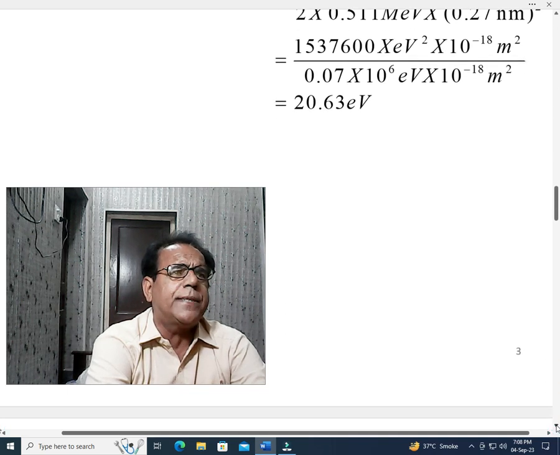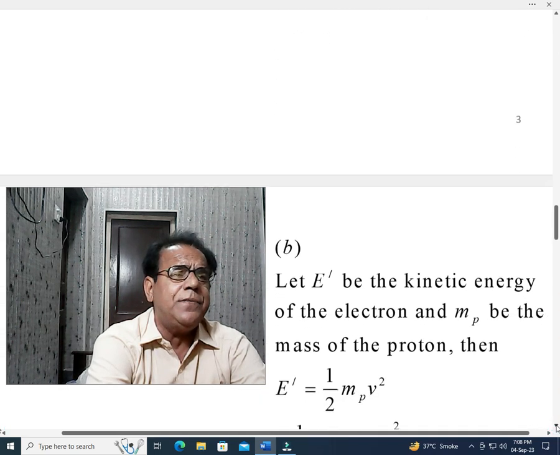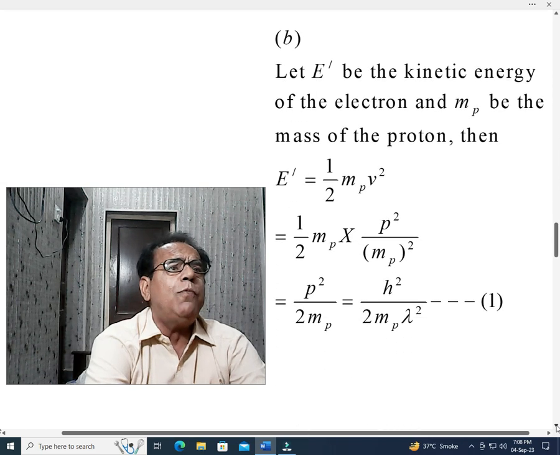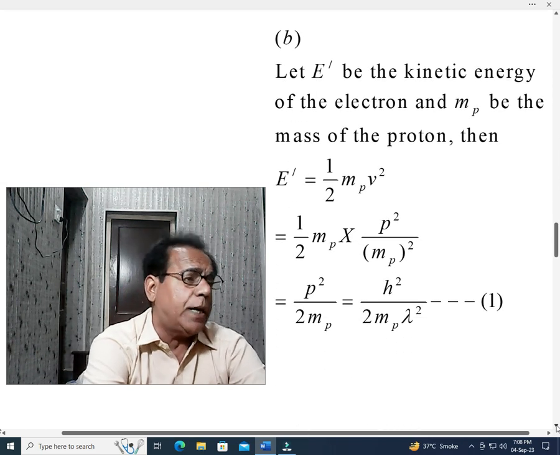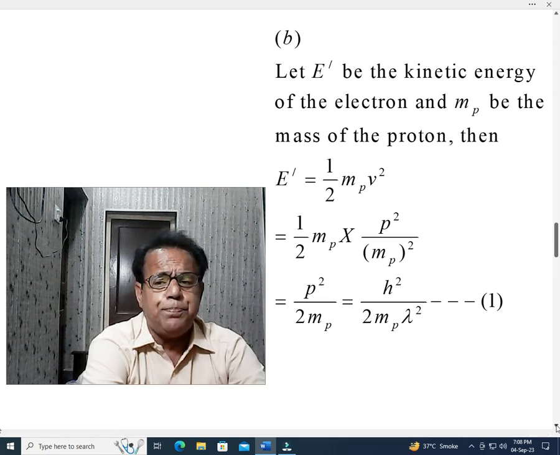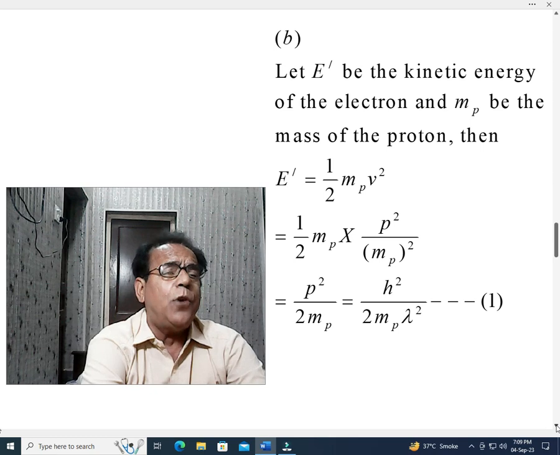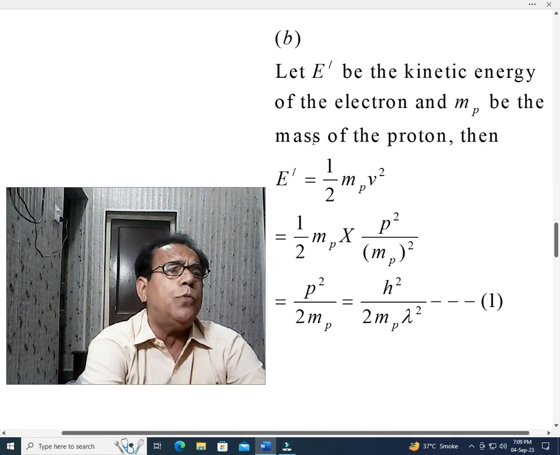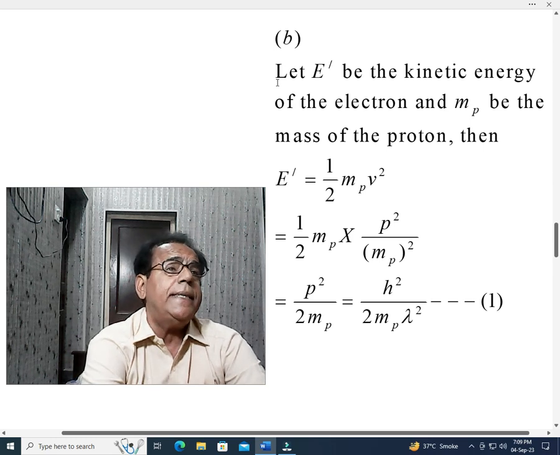No point to be discussed. Just simplification, and hence we get the result. Now we come towards part B, in which the proton is under consideration. In part A we had taken kinetic energy E for the electron, but here it is a proton, so we take E dash.